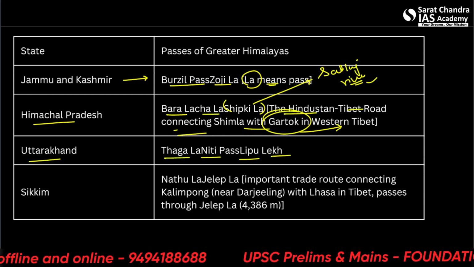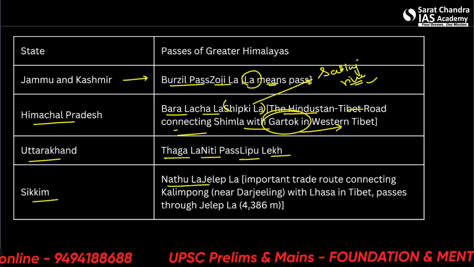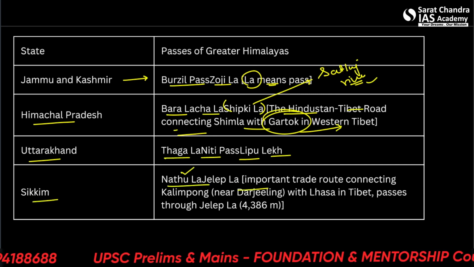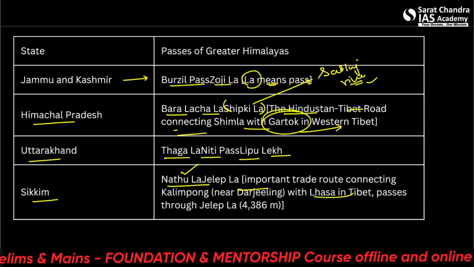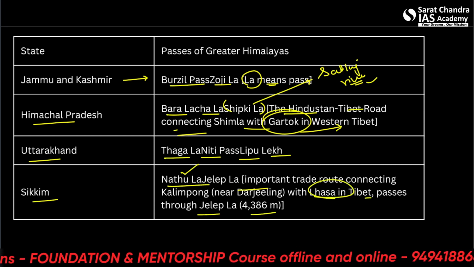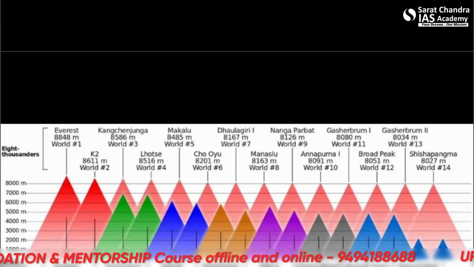In Uttarakhand, you can see Thaga La, Niti Pass, and Lipu Lekh Pass. And in Sikkim, you can see Nathula and Jelepla. These are very important passes. At Nathula Pass, there is a long-standing standoff between India and China. The road to Lhasa in Tibet passes through Jelepla. All right. So there are many important passes which you need to read.